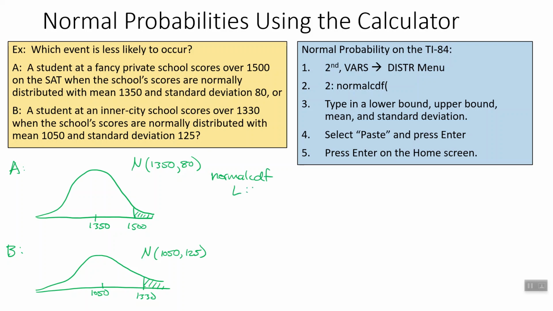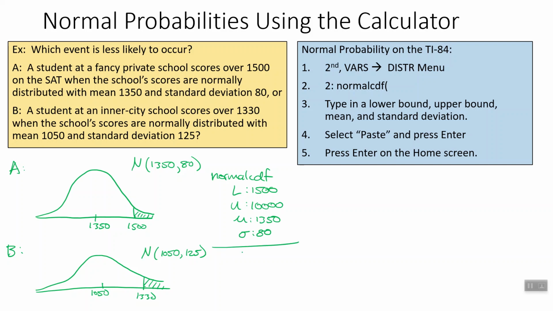All right, for this one, the lower would be 1,500. Our upper would just be something big. I know we can only go up to 1,600, but we're just going to put something big, 10,000. Our mean is 1,350. Our standard deviation is 80.